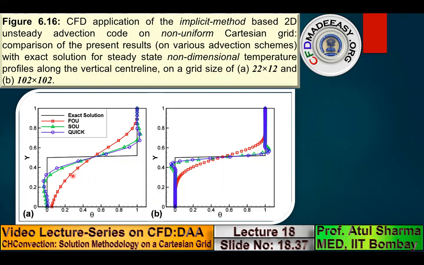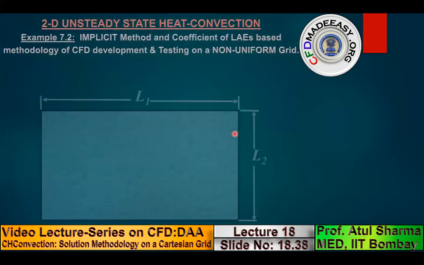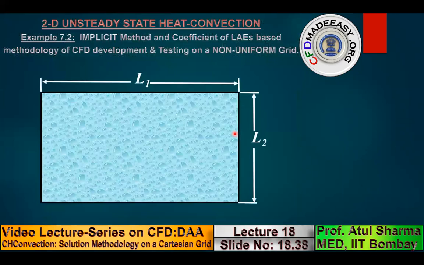The step change is better captured by the second order upwind and QUICK schemes. However, they have a problem that they obtain an unbounded solution. However, when you refine the grid, you get a much more accurate solution. This solution is on a grid size of 22 by 12. This solution is on a grid size of 102 by 100.